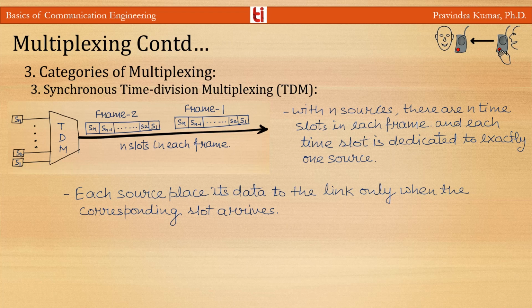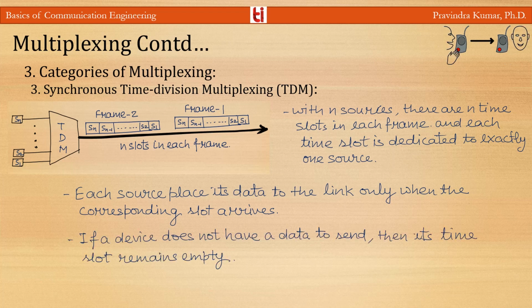Here, for the sake of simplicity of implementation, channel capacity is wasted. For example, if there are n sources, a signal frame consists of n time slots, and each time slot is dedicated to exactly one source for carrying data from the corresponding input. Each source plays its data to the link only when the corresponding slot arrives. In synchronous TDM, if a device does not have data to send, then its time slot remains empty.